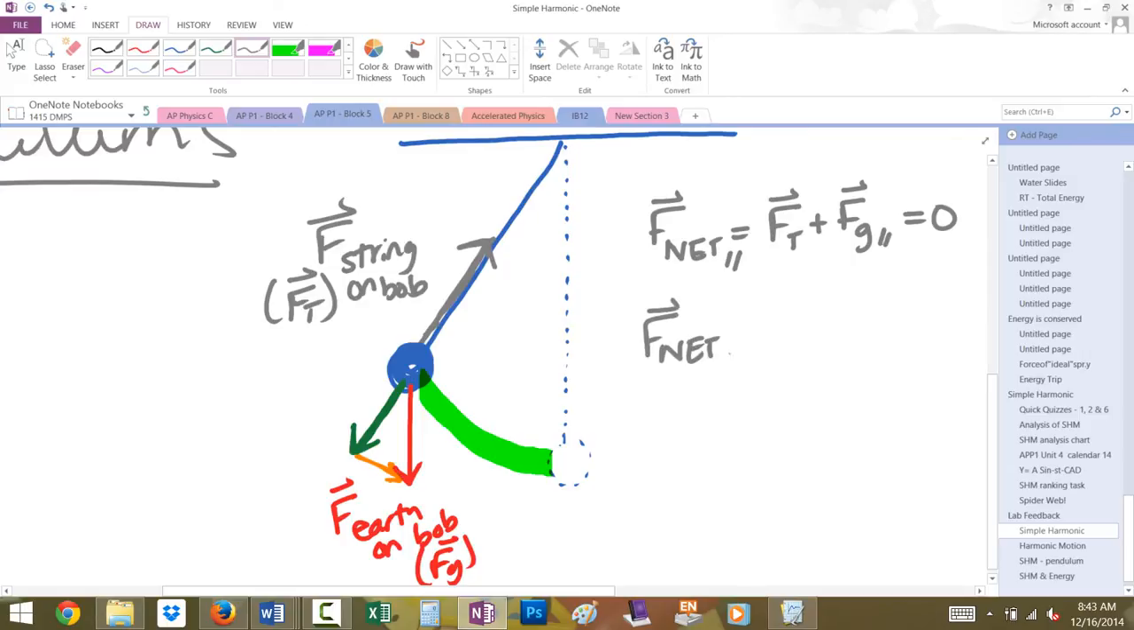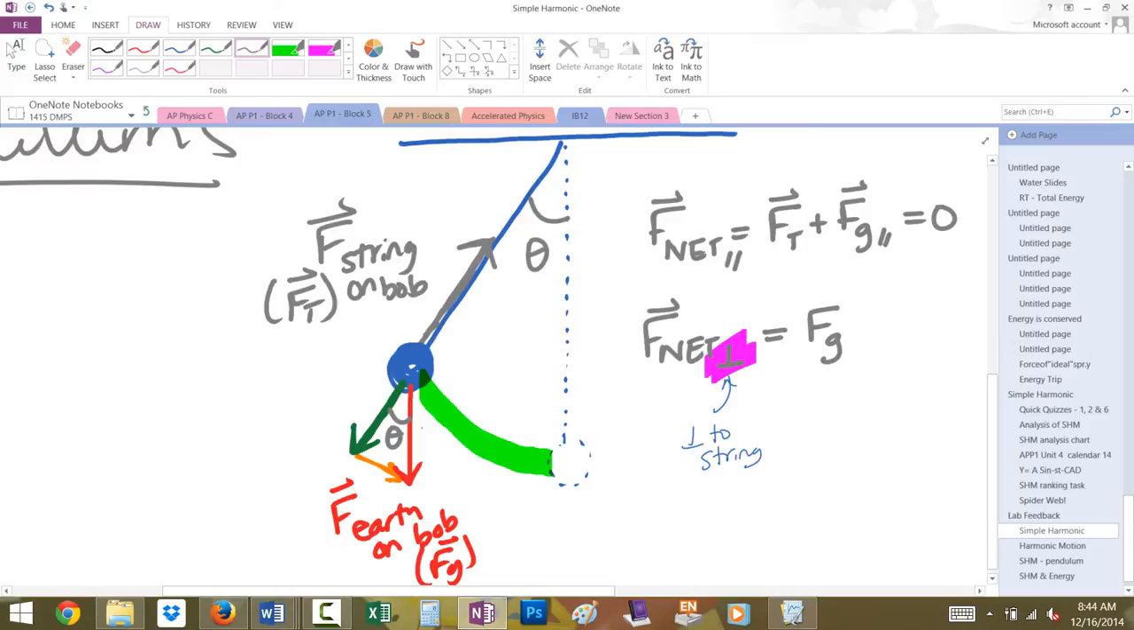F net perpendicular, and again, just to clarify, that's perpendicular to the string, is equal to Fg, but it's not all of Fg. Fg perpendicular. I marked my theta here, and I marked my theta here. Are you okay with those drawings, those thetas, and that they have to be equivalent?